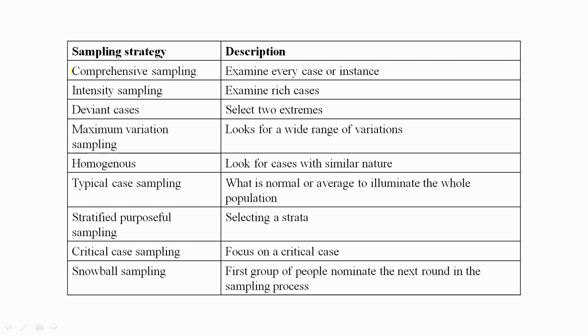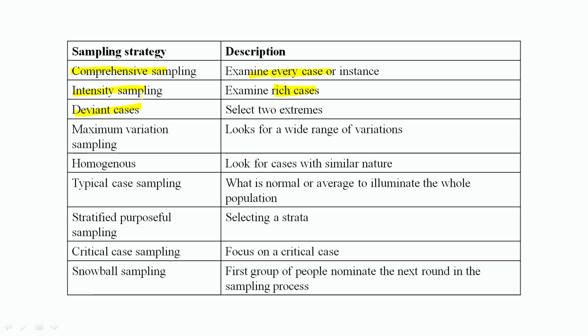I start with comprehensive sampling. Comprehensive sampling here means you study the case which you are observing, that is almost every case. Whereas intensity sampling refers to rich cases where the individual or respondent can give you rich insight. Another case is deviant cases. Deviant cases means extremes, that is people with very different perspectives.